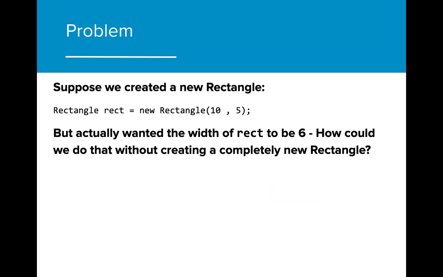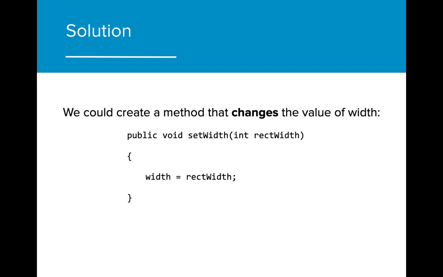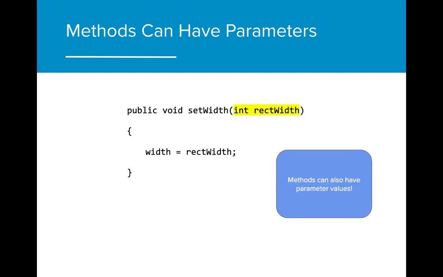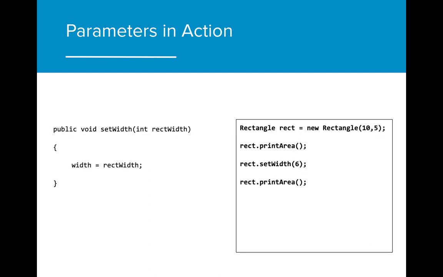Suppose we created a new rectangle but wanted to change the width of the rectangle from 10 to 6. Is there a way to do this without creating a completely new rectangle? We could create a method that will change the width value. Just as constructors can have parameter values, methods too can have formal parameters that affect the state of the object. Let's see how we can use parameters to solve this problem and fix the width value of the rect object.